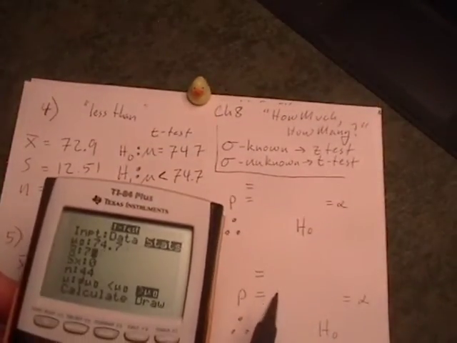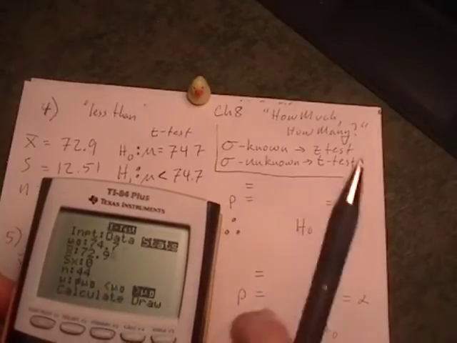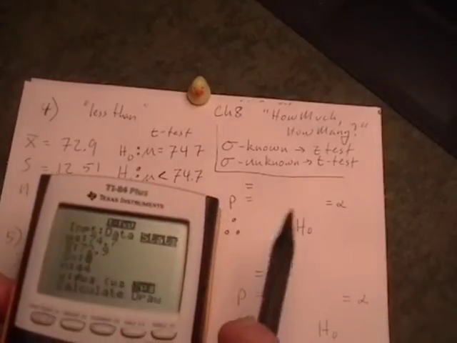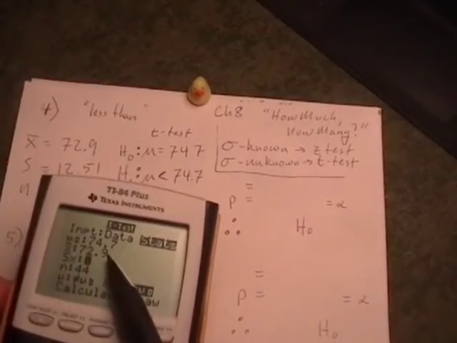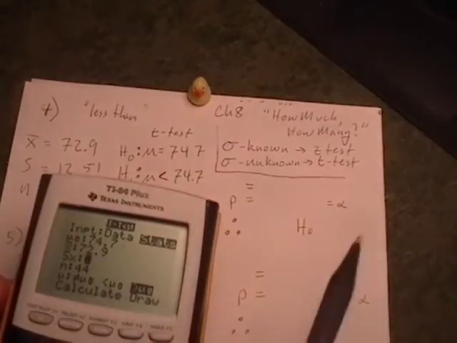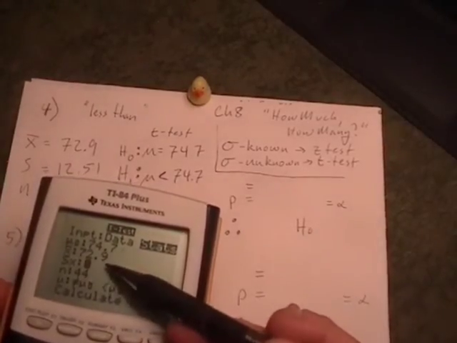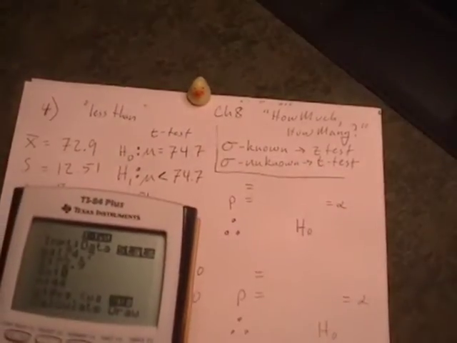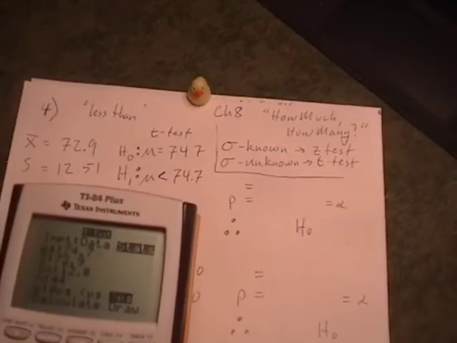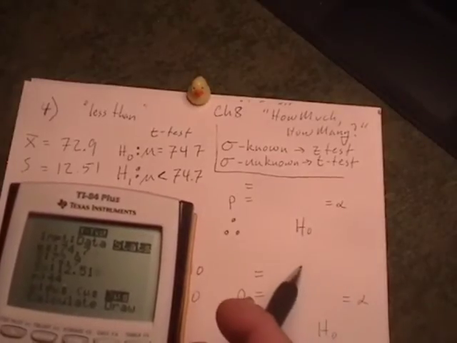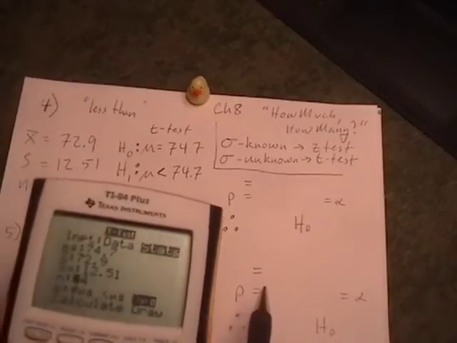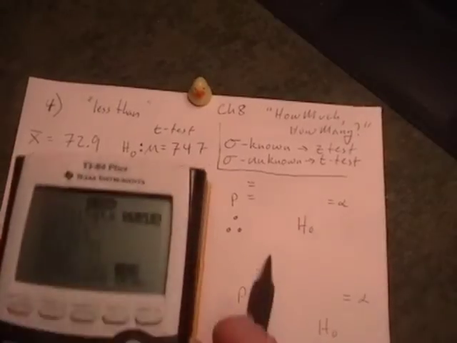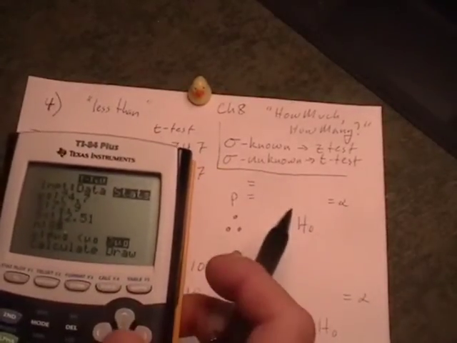That was 72.9. So it is smaller, but is it small by enough to convince everybody that this is really a smaller number, that this is really from a population whose mean is smaller than 74.7? S is going to be 12.51. Such a large standard deviation means that I'm less likely to be able to reject, especially given that I have such a small number of individuals. I only have 8 individuals.